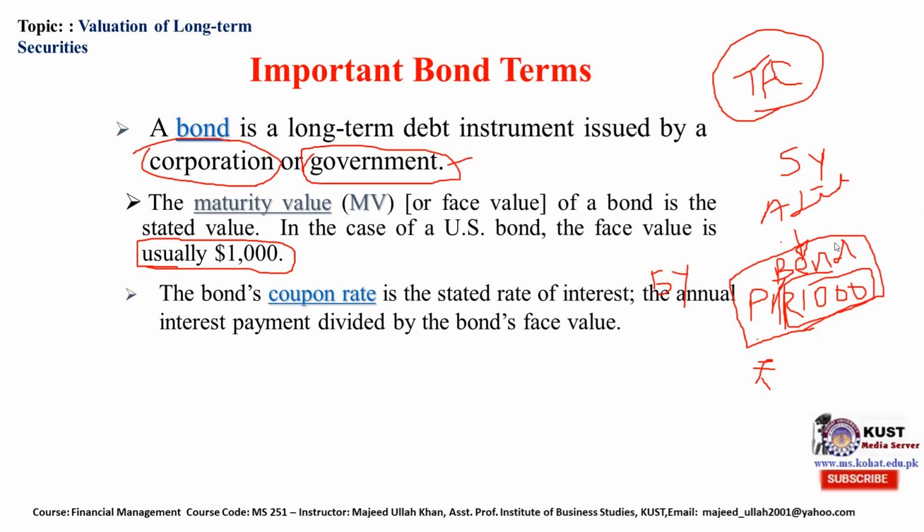Coupon rate is basically, the bond will also mention how much the company is liable to pay on these 1,000. Let's suppose the company says that it is an 8% coupon bond. Then the company will give ₹80 interest to each bondholder per annum.